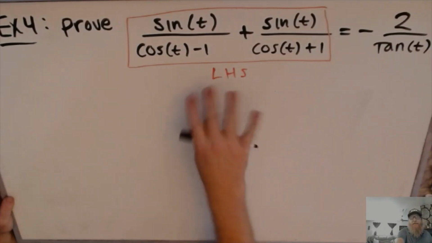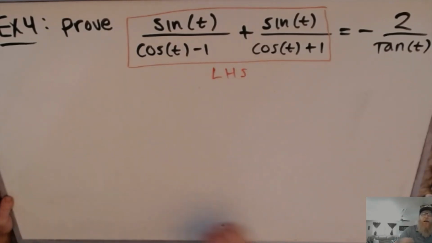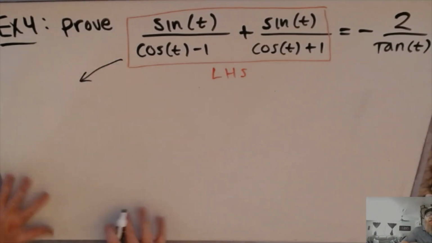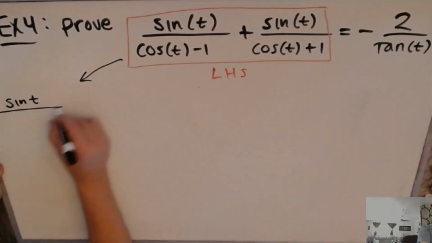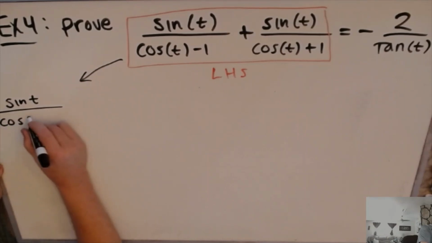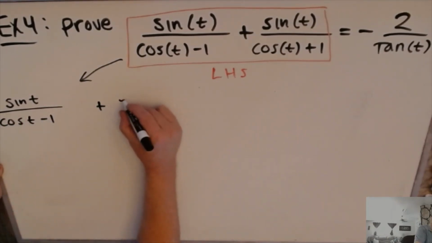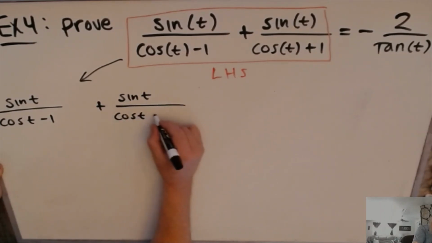One thing that I do just to make the writing a little easier is I omit all the parentheses while I'm actually doing it. And I'm actually going to move over here and try to get as much as I can done, as much as I can fit. So I got sine t over cosine t minus 1, and then sine t over cosine t plus 1.